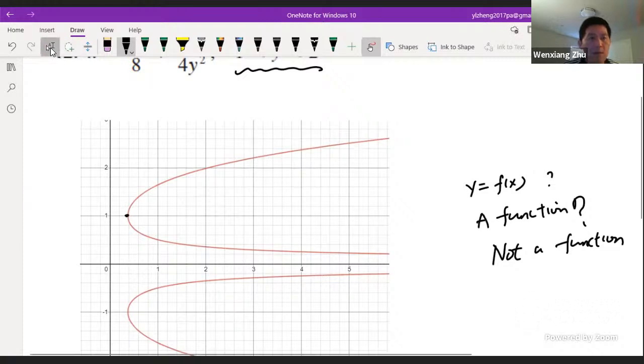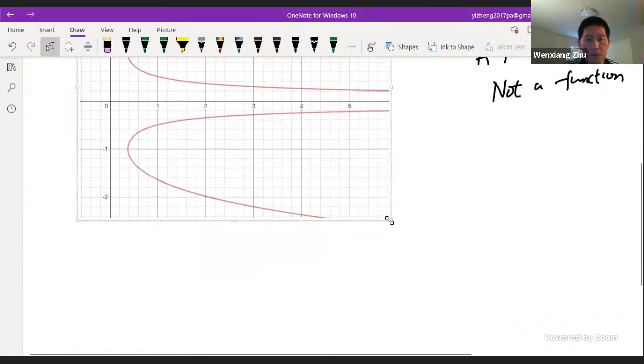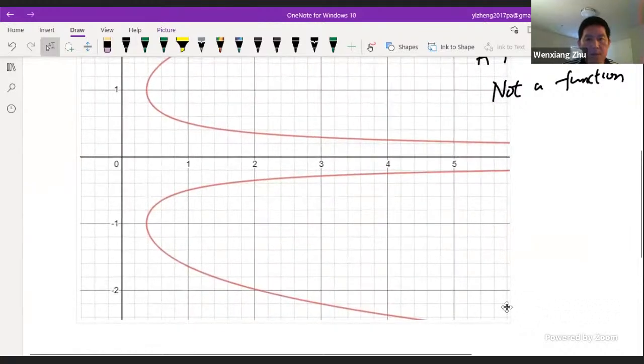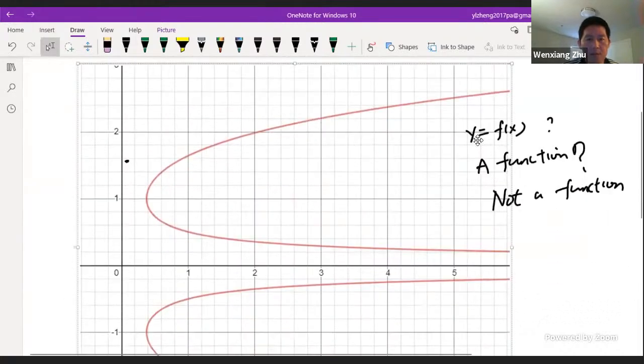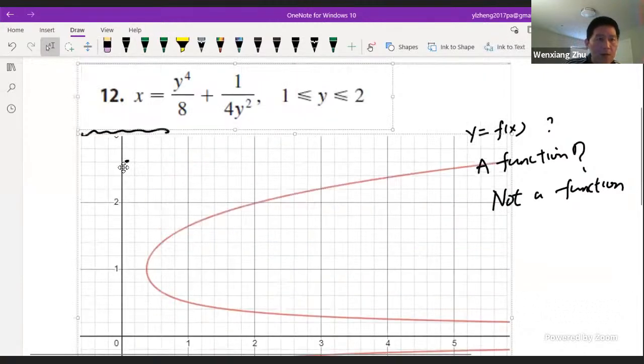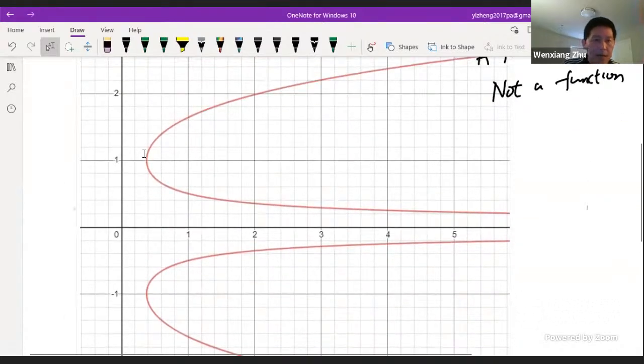Do I need to zoom out, zoom in a little bit more? How does that look? Okay. So now here, my y goes from 1 to 2. So it goes from here to 2. So I'm looking for the arc length of this function.